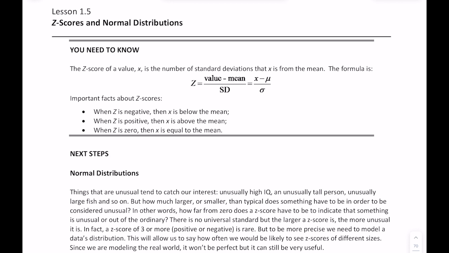So here's the value for z-scores that we wrote down earlier. And then here are some important facts. When the z-score is negative, it just means that that value is below the mean. If z is positive, it means that that value is above the mean. And when you get a z-score of 0, it just means that that value is equal to the mean.